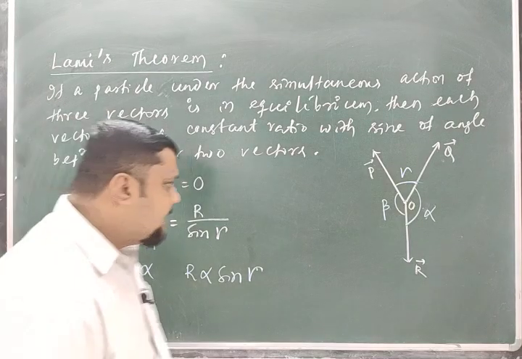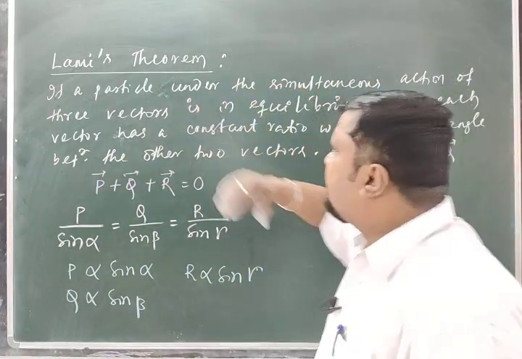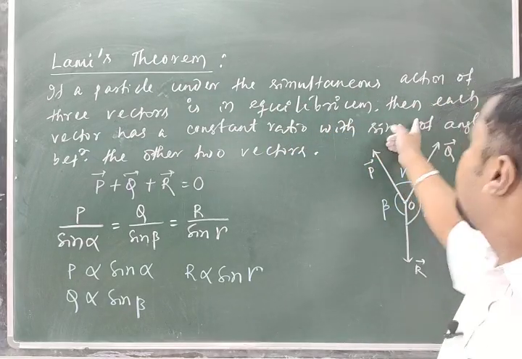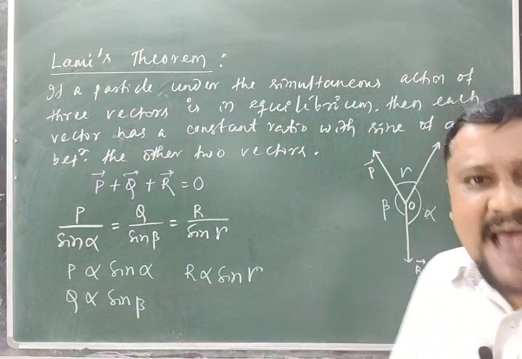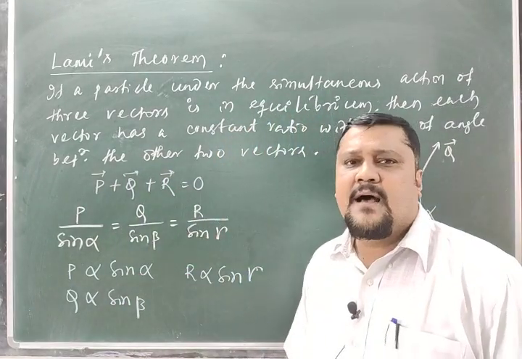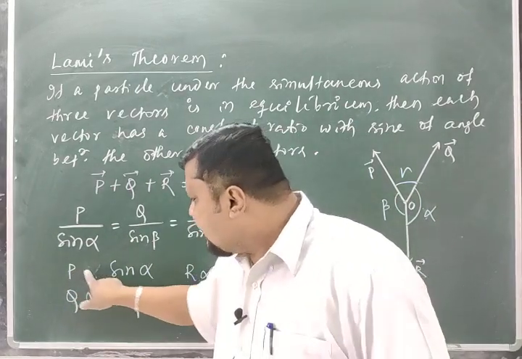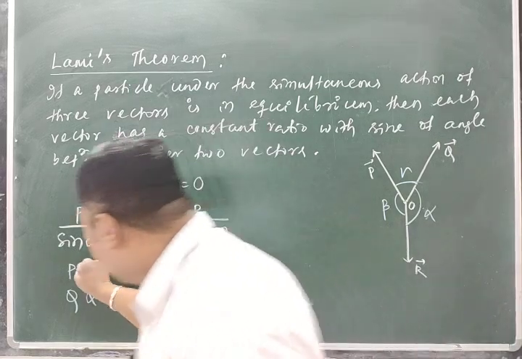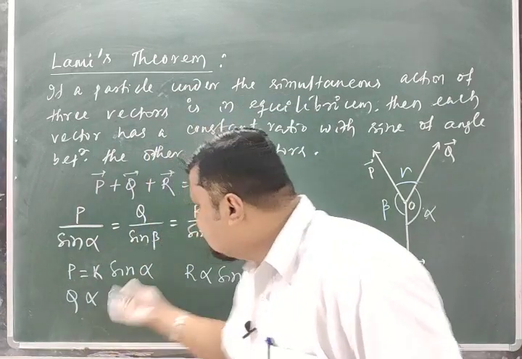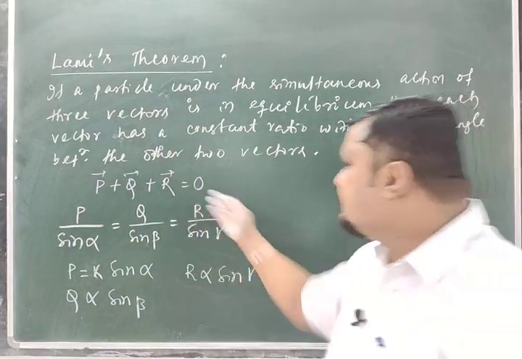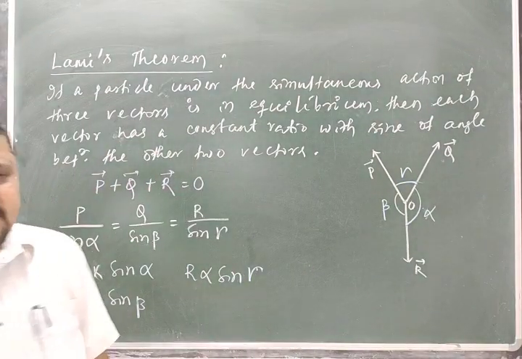If a particle under the simultaneous action of three vectors is in equilibrium, then each vector is directly proportional to the sine of the angle between the other two vectors. Accordingly, if you make P equal to a constant of proportionality times sin alpha, then P by sin alpha is K, Q by sin beta is K, R by sin gamma is K. So that is Lami's theorem. Let me prove this Lami's theorem.